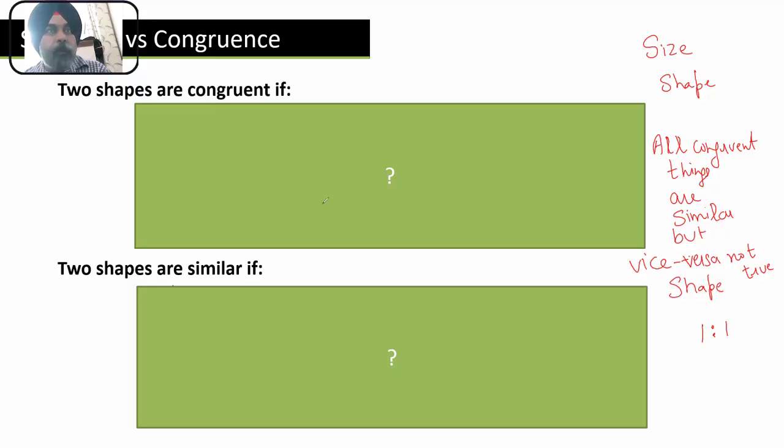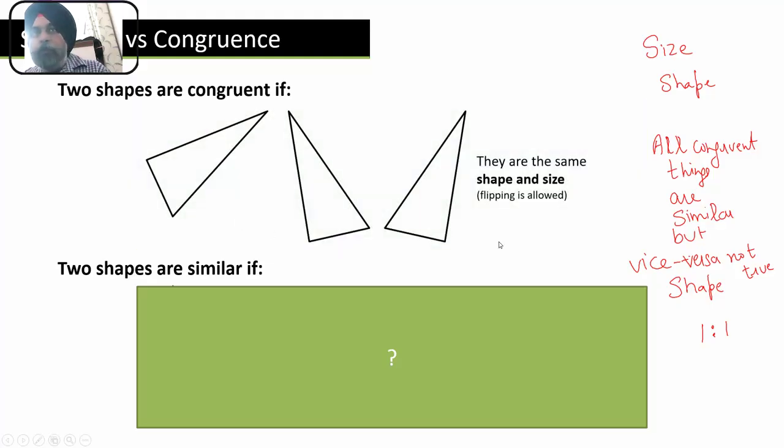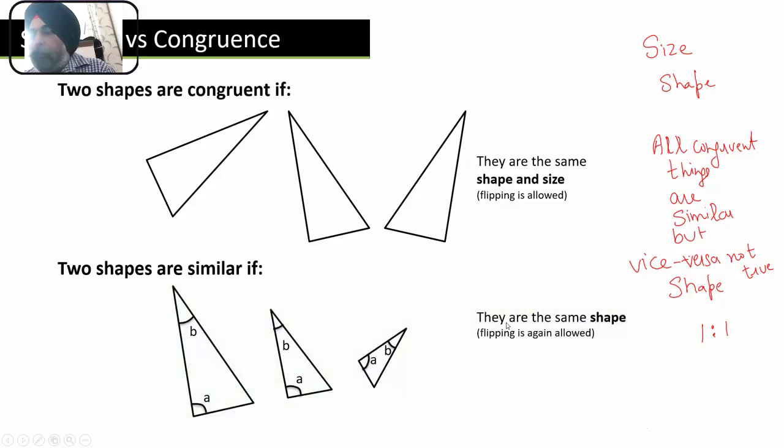Okay, so for congruent things, they have the same shape and size, even if they are flipped around or rotated 360 degrees. But in case they are just similar, they should have the same shape, but flipping is still allowed. Okay, let's go on to the next slide.